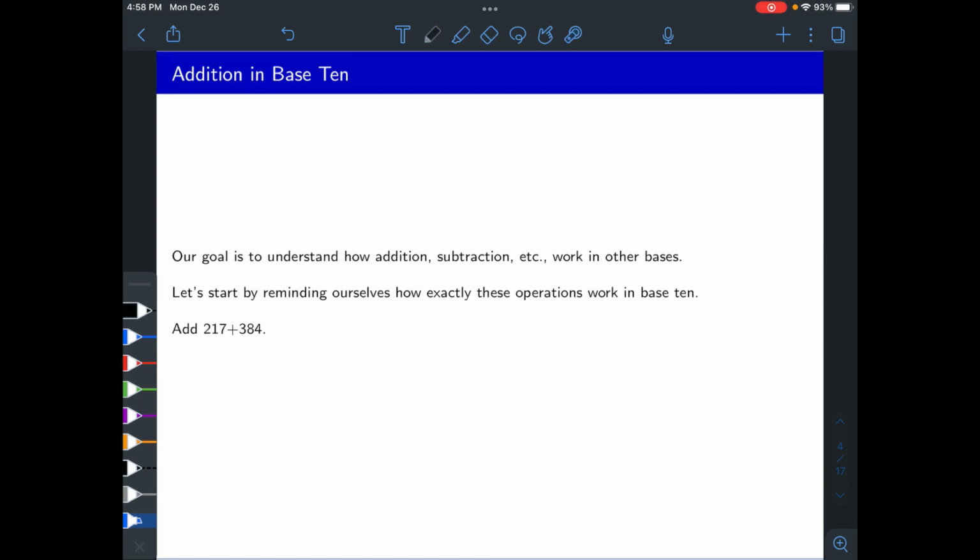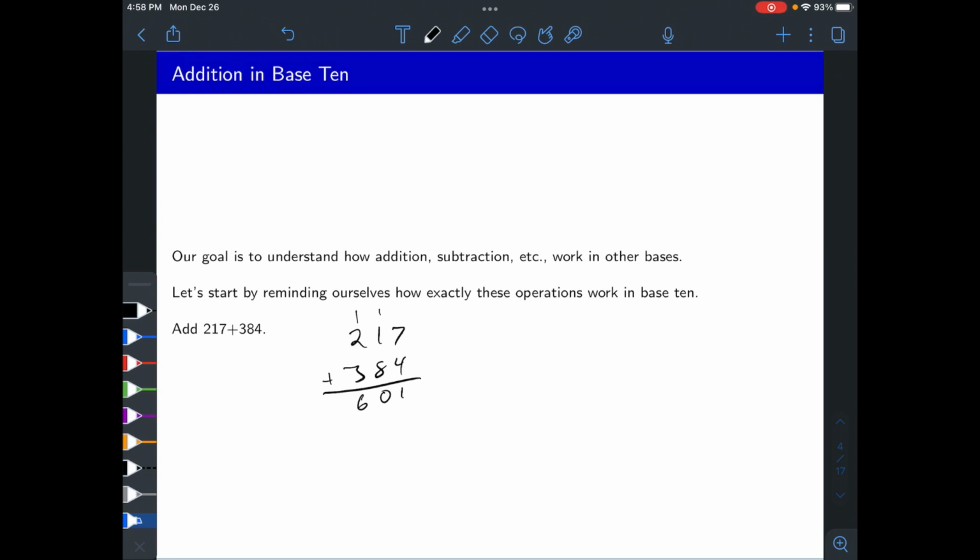Okay, so with 217 plus 384, let's just do the standard algorithm. What most people would probably do here is line up the numbers. So 7 plus 4, that's 11, right? So we would put a 1 right here and then carry the 1. Then we have 1 plus 1 plus 8, that's equal to 10. So we put the 0 here and then carry the 1. And then 2 plus 3 plus 1 is equal to 6, right?